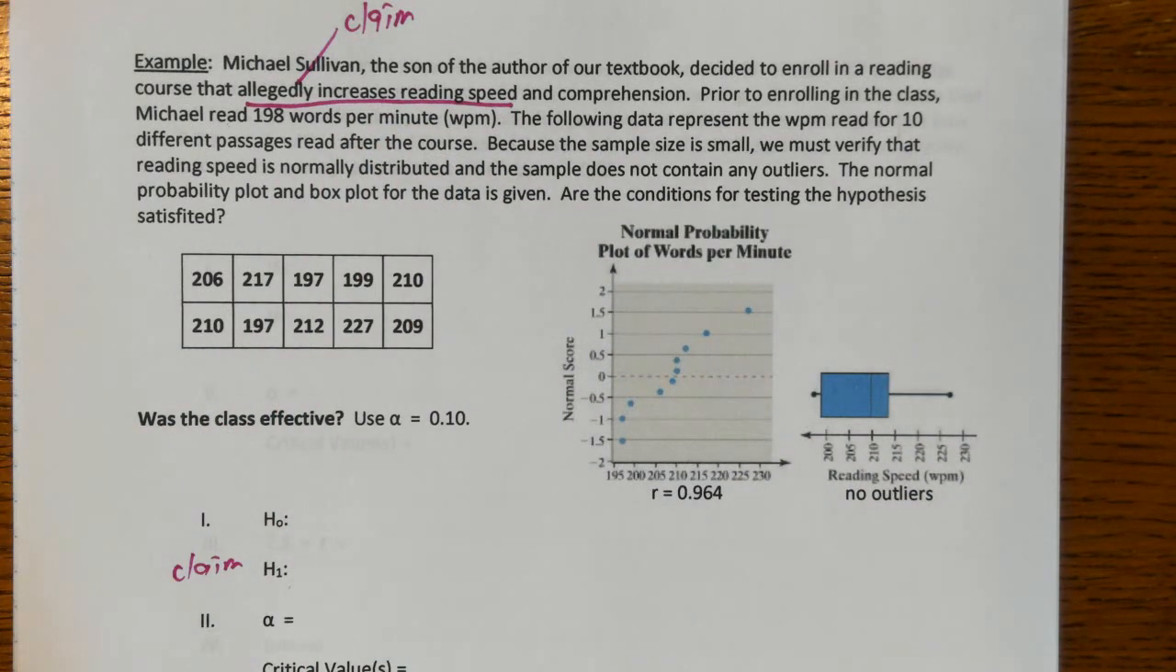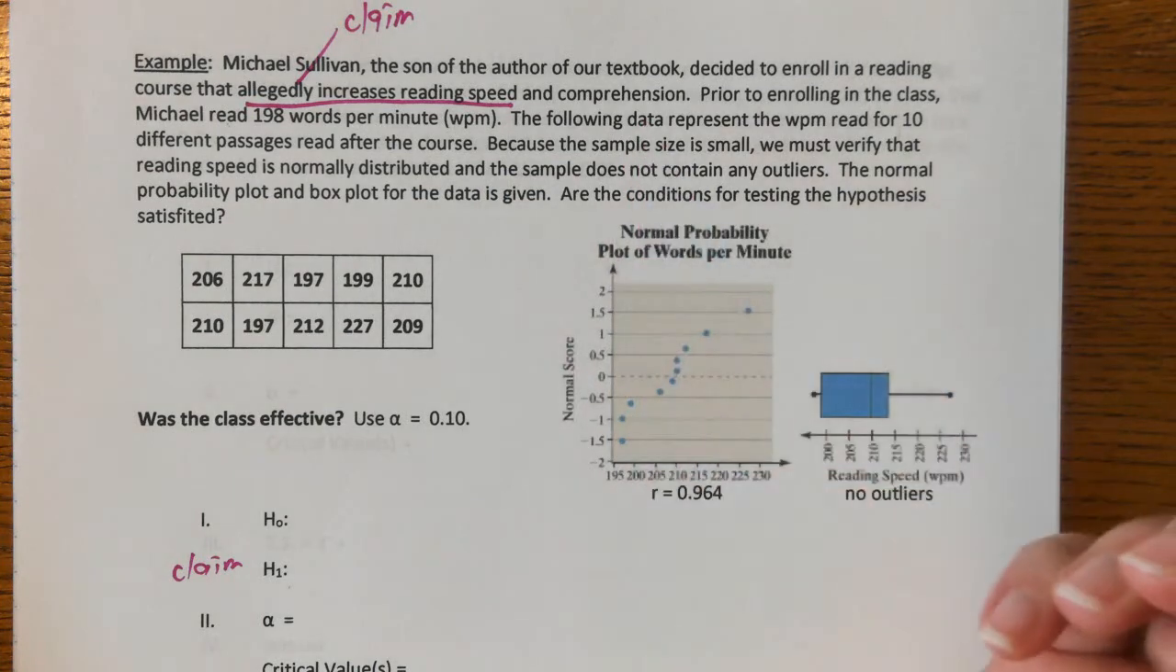If you're going to take a speed reading class, and they say it's going to make you read slower, you're not going to sign up for that class. You want to hear them say it's going to make you read faster, it's going to increase your speed, it's going to make you comprehend more. That's when you're going to sign up.